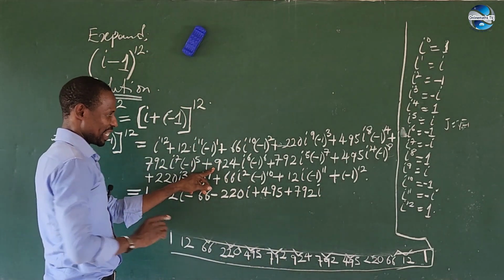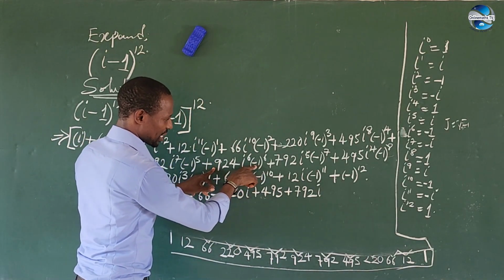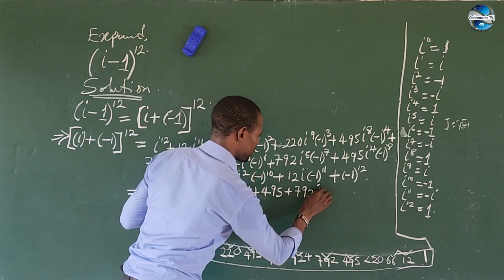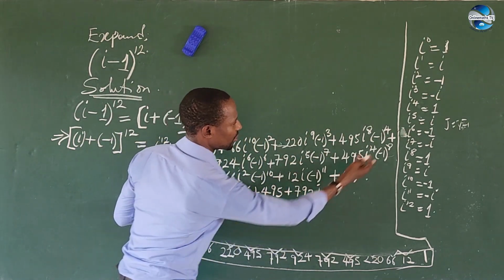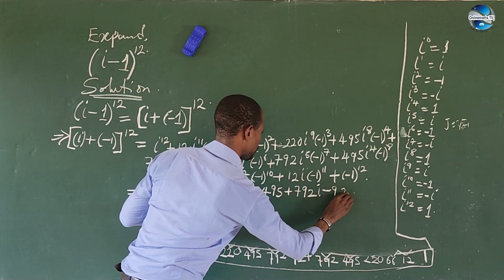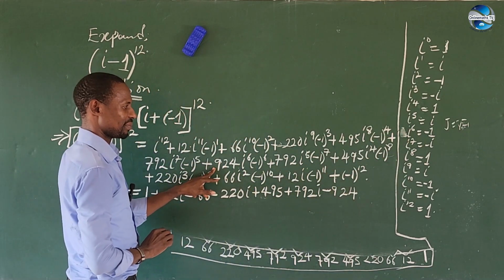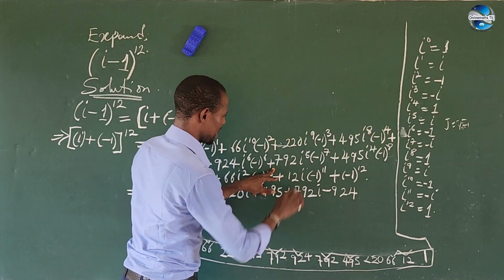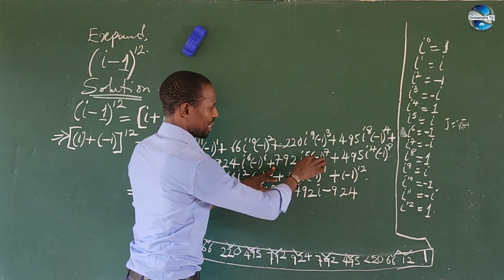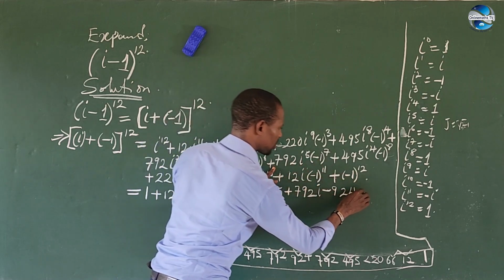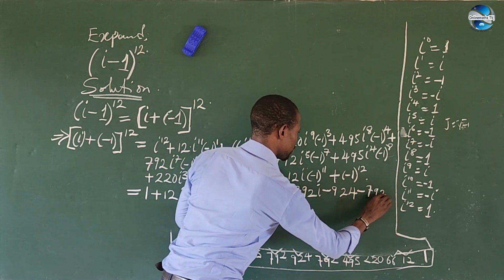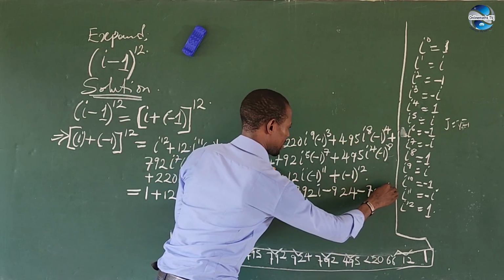Again, we come to this other side. Of course, this will give us positive. The iota to the power of 6 will give us what? Minus. So here we have minus, minus 1, right? So we have minus 924. We come to this other side here. Here we have iota to the power of 5 will give us iota, then here will give us minus. So automatically this will give us minus 792 iota.